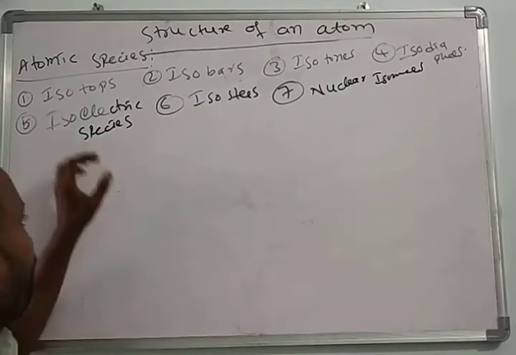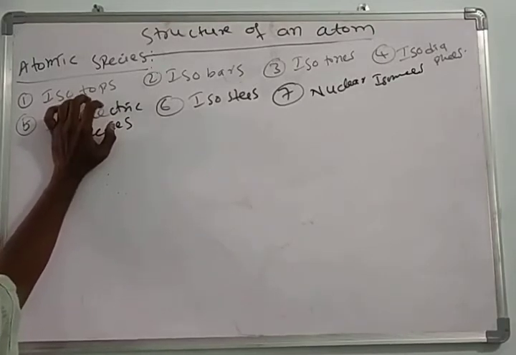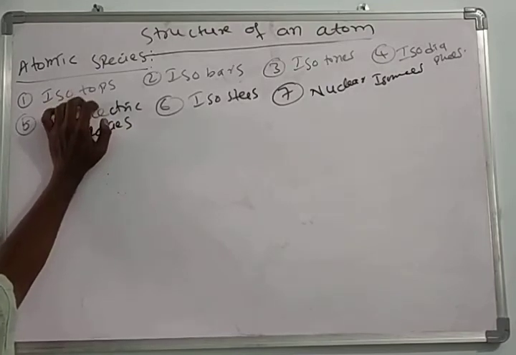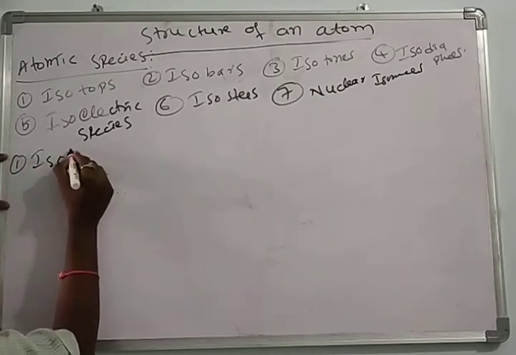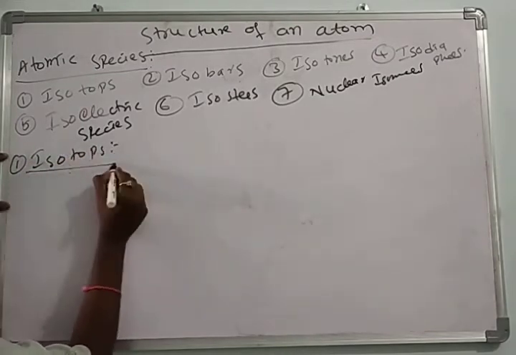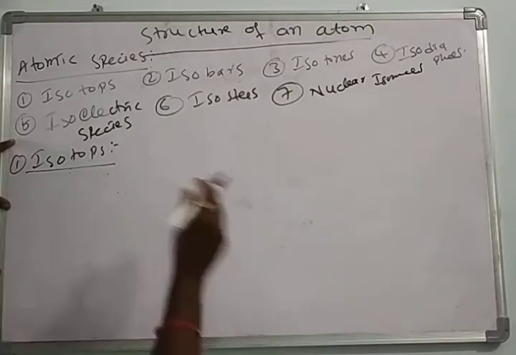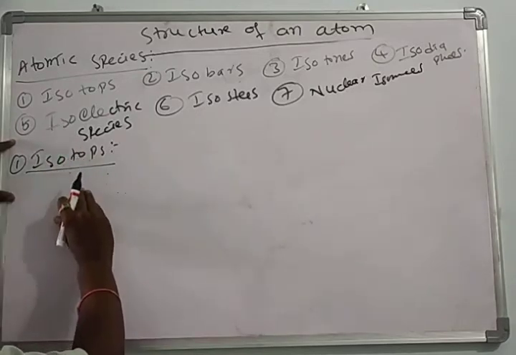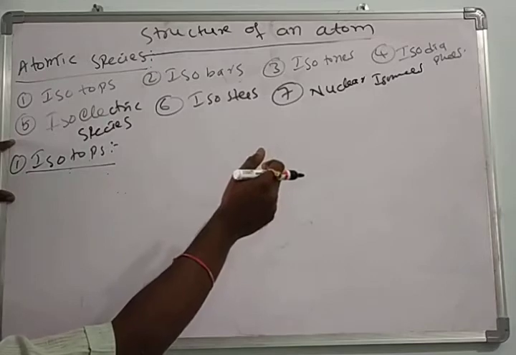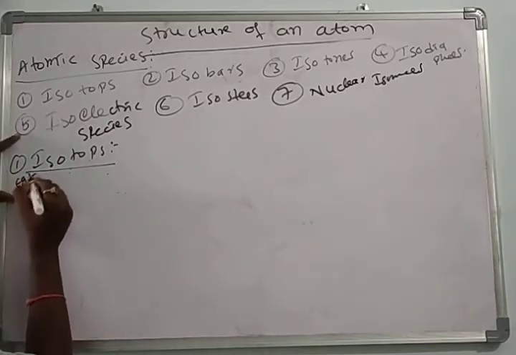Isotopes. The atomic species which have the same atomic number but different atomic mass, we call isotopes. These have the same number of electrons, the same number of protons, but differing neutrons. There are so many examples.